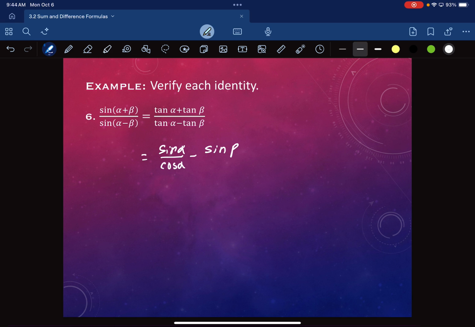Now, it's going to look messier before it looks cleaner. That happens a lot in life, doesn't it? Whoops. Yep, cosine of beta. I have a mess before I can clean it up. Sine of alpha over sine of... Sorry, that's not sine.